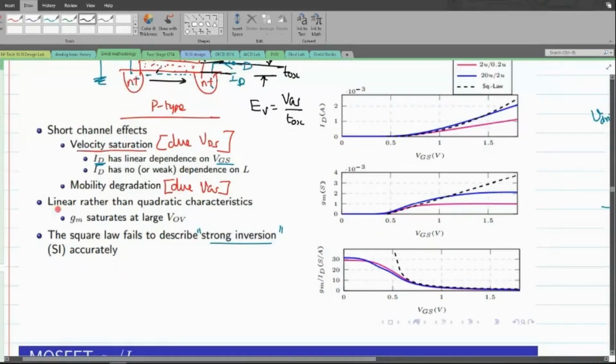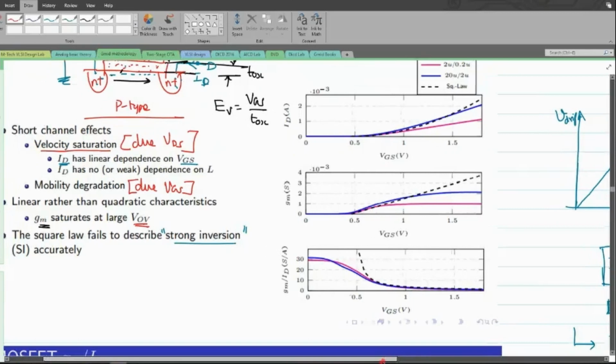Yeah, the next important thing is that the gm actually gets saturated for higher values of VOV. Now this is something that we normally never expected, right? Because whenever we wrote this gm based on the square law, we know that gm is proportional to VOV. So as I raise the value of VGS beyond the value of VT, I should have a gm that keeps increasing as I move along the x-axis. But what has happened here is that you could see that the gm of the transistor is getting saturated.